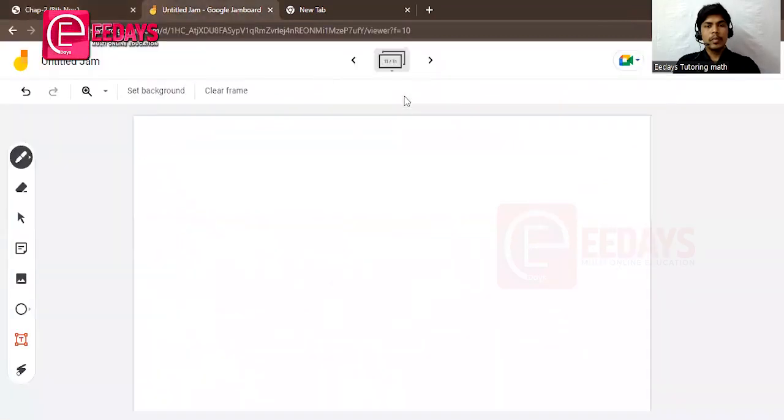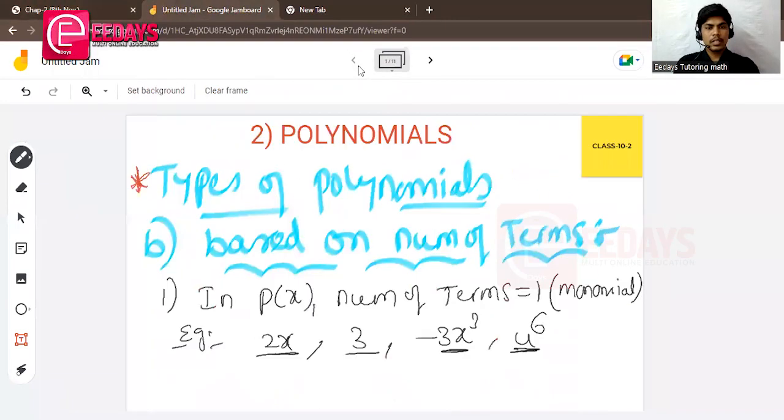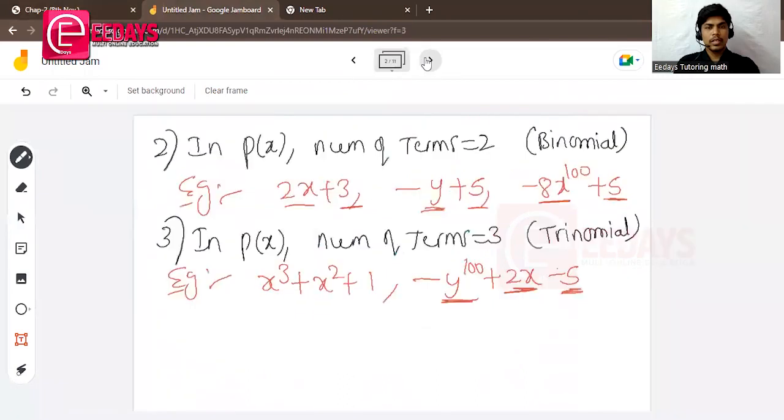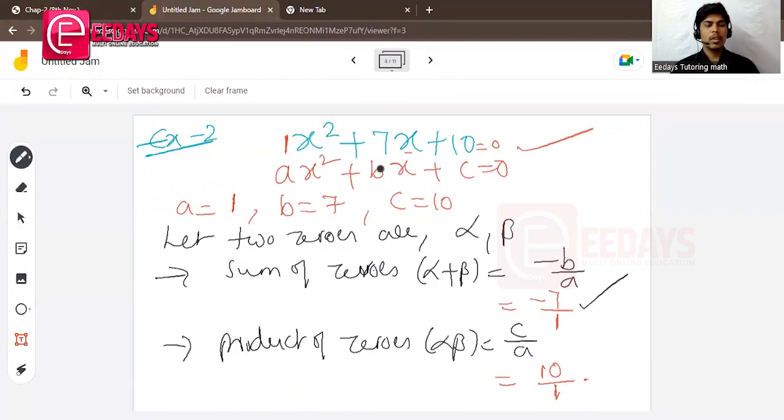Before that, this is a quadratic polynomial, x square plus 7x plus 2. How can we say that it is a quadratic polynomial, sir? Here the power is 2, the degree is 2. That is why we can classify it as a quadratic polynomial. For a quadratic polynomial, you have only two zeros, that is alpha, beta.